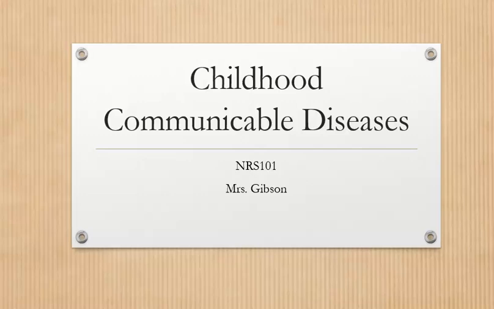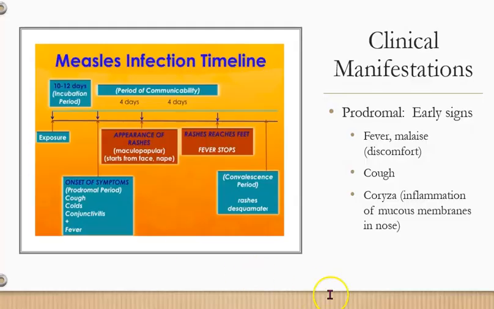So this is part 2 of lecture 4, continuing with the immune system. So this lecture, we're going to discuss childhood communicable diseases. The first one that we're going to go over is measles.